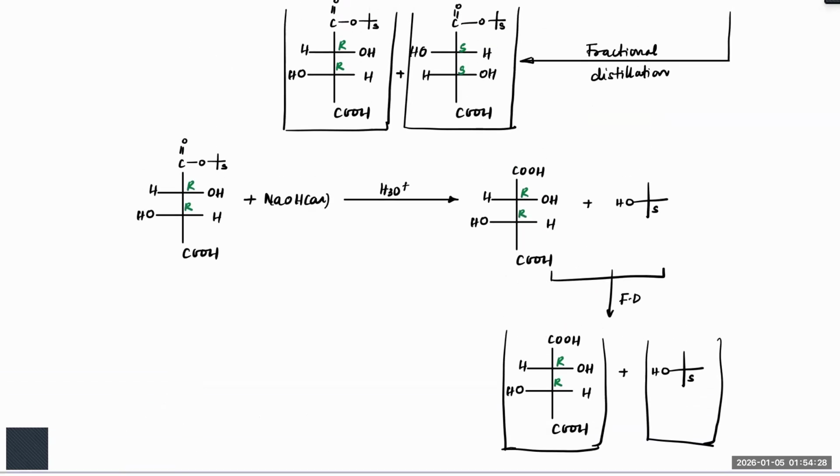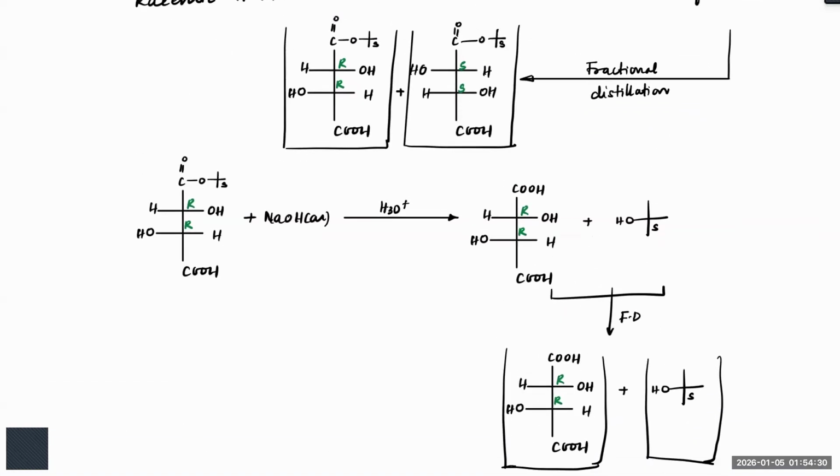Everybody clear? So this is the way to separate out enantiomeric mixtures or racemic mixtures. Everybody clear? This method is called resolution. I mean, this is one of the methods for resolution.